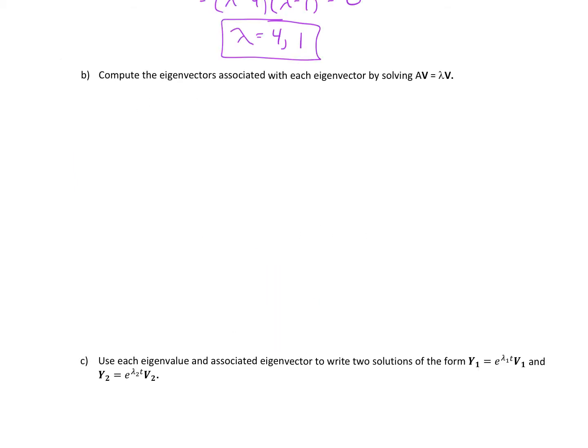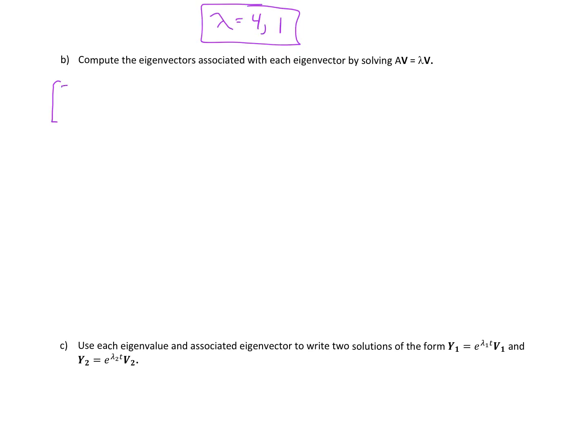Next, we compute eigenvectors associated with each eigenvalue by solving A times V, which is an unknown vector (x, y), equals lambda V. So we'll use lambda equals 4 first. Change this to a system of equations: 2x plus 2y equals 4x. That is going to be solvable. It gives us some information. The other equation is either going to give us the exact same information or no information at all. So we can just use this one.